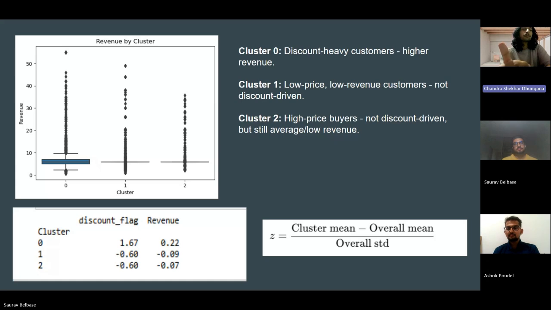A negative value means that cluster has less of a discount flag, but cluster 0 has more discount flag compared to the overall mean of the discount flag, and it's generating more revenue. And through this analysis, we can also figure out that discount actually impacts the revenue, because the people who are more discount-driven are generating more revenue, and we can see that through the graph as well.